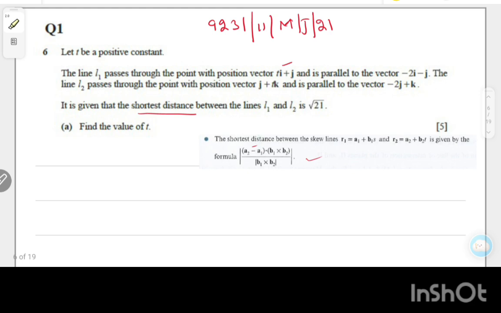Today we have to discuss the topic of vectors and its questions, past paper questions. We have already discussed what a vector is, what the cross product and dot product are, and many other things.